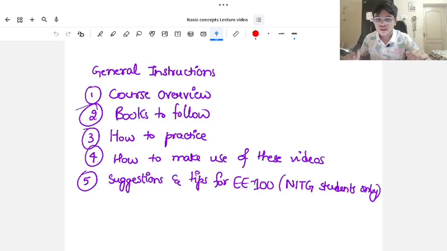Books to follow: I'm specifically following, and this is also recommended for all the first years in NIT Goa, the book Fundamentals of Electric Circuits by Sadiku. This course requires a lot of practice to get adjusted to the concepts because there are a lot of things that are new to you. This is not the same curriculum that you have studied in your JEE. There are a lot of different things to understand.